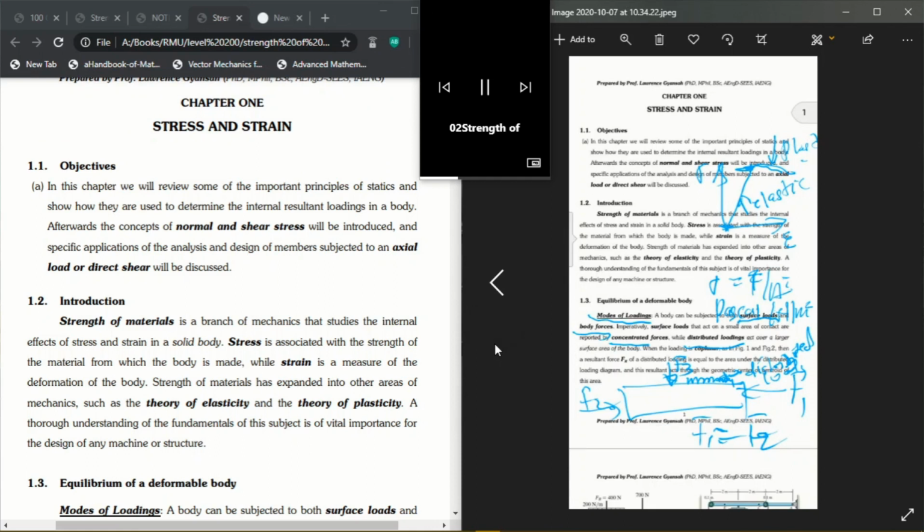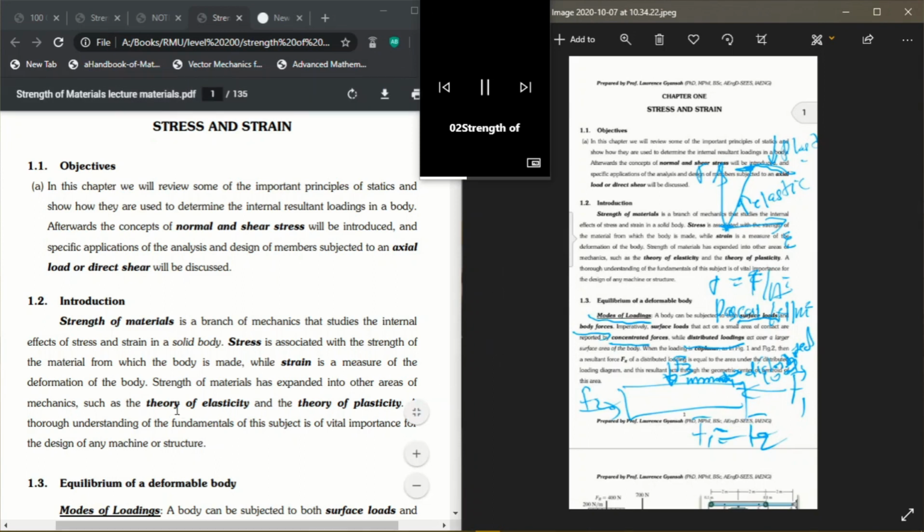Strain is normally dimensionless. But stress is measured in what? Pascals, or Newton per meter squared. So we are saying that stress is always measured in Pascals, or Newton per meter squared. It's very important. I already said in the course syllabus that strength of materials is categorized into two fields.